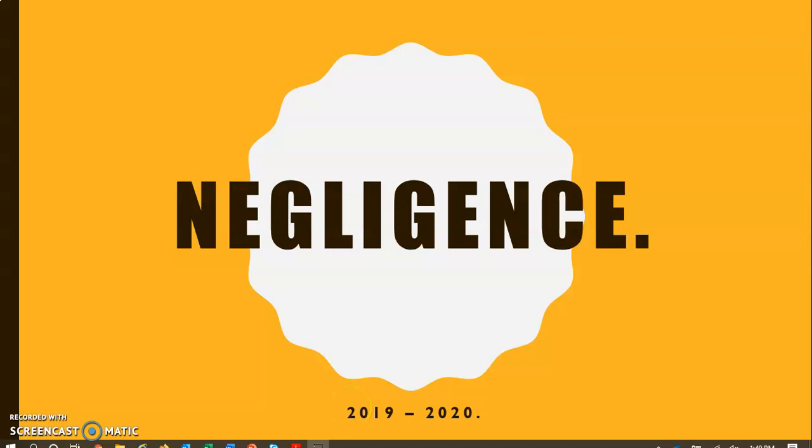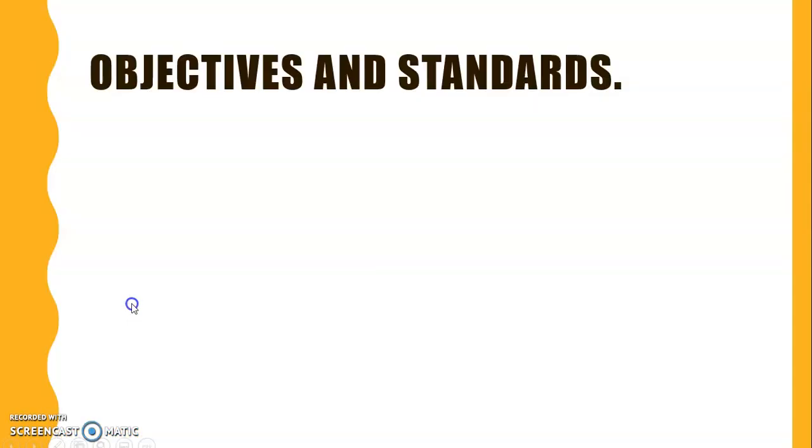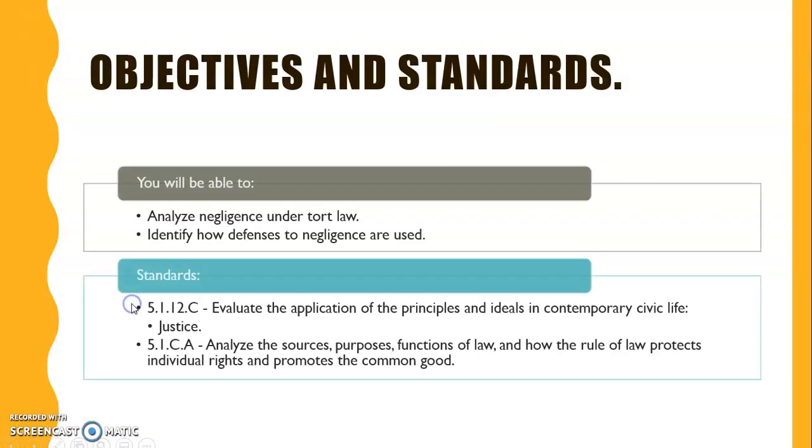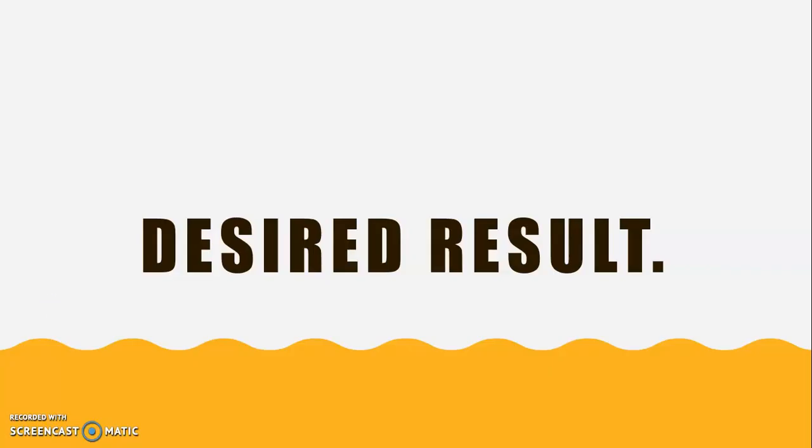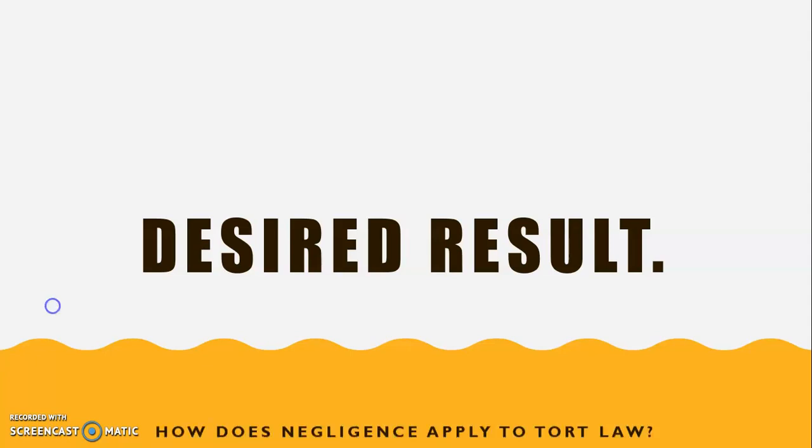This is negligence, for the year 2019 to 2020. So, objectives and standards. You will be able to analyze negligence under tort law, and you will be able to identify how defenses to negligence are used. And please take a moment there to look at the standards if you would, please. And our desired result.